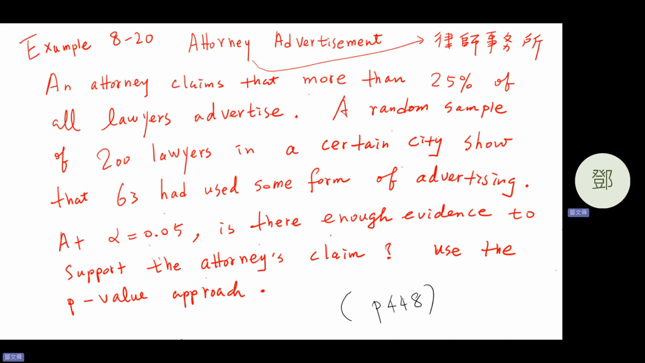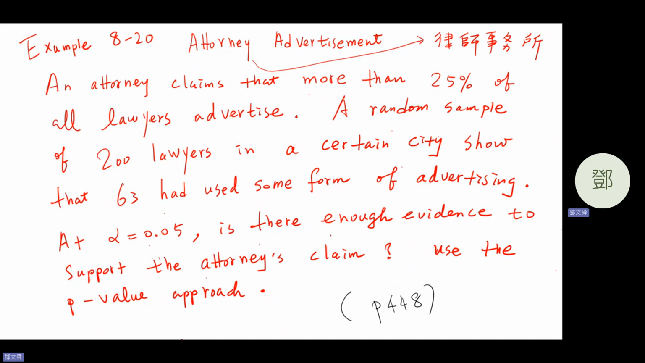This is what you wanted to support. You wanted to support the attorney's claim. Then you should put this claim in the null hypothesis or the alternative hypothesis? Alternative. This is what you wanted to support, so put it in your alternative. And the claim is more than 25%.